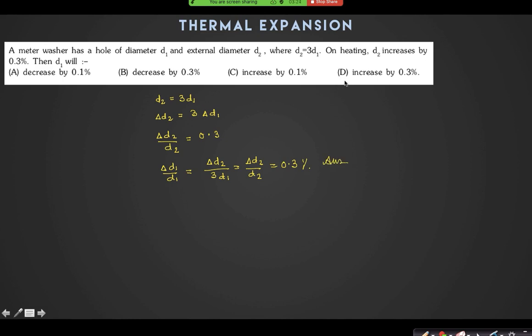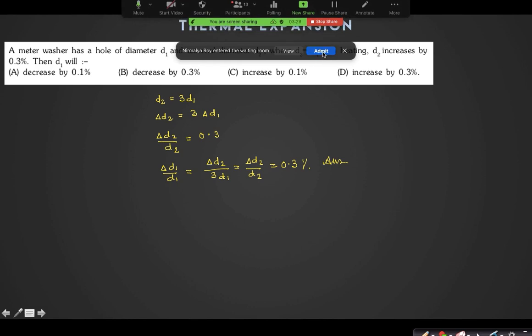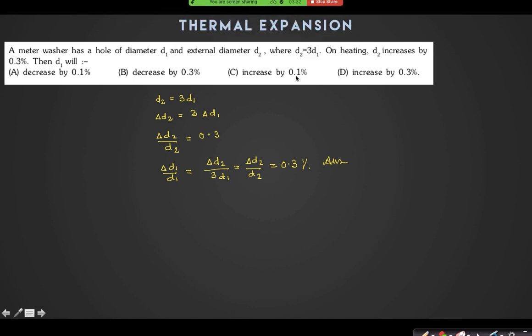Right? And definitely it will increase, as I have told you that on heating, the distance between any 2 points will increase, just like a photographic enlargement. Right? So this will be your answer of this question.